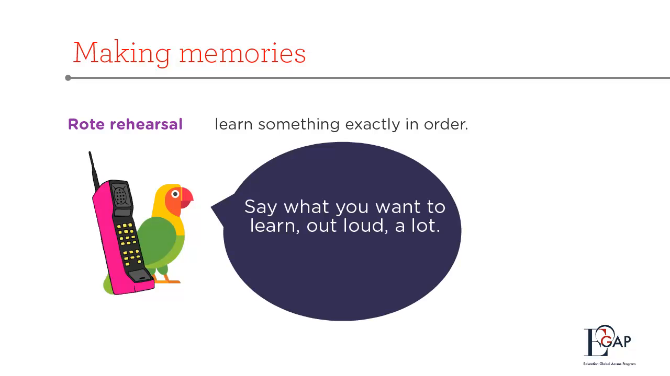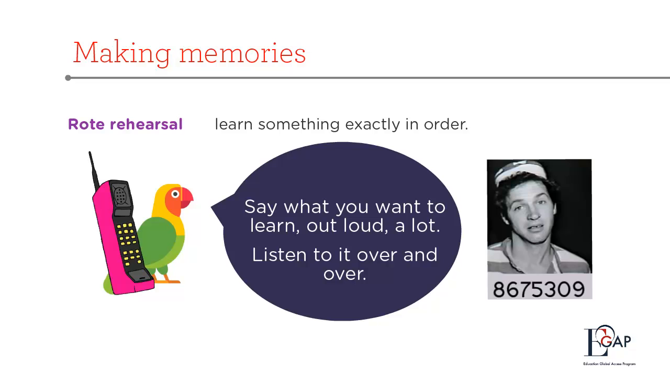Say what you want to learn out loud a lot. Listen to it over and over. Set the sound of the numbers to a song. One famous example of this is the Tommy Tutone song 867-5309, where a man sings a woman's phone number over and over again so he won't forget it. And anyone who has heard the song has had a hard time forgetting it too.